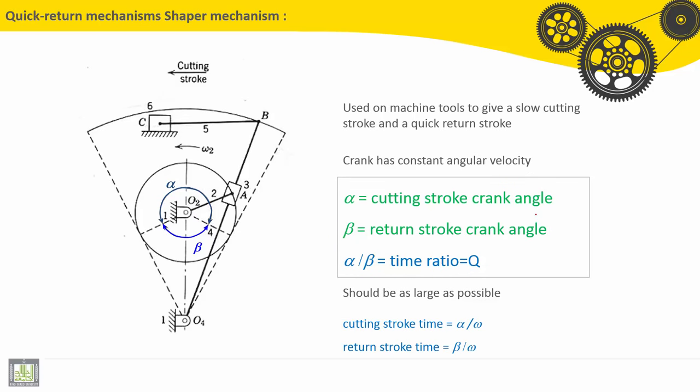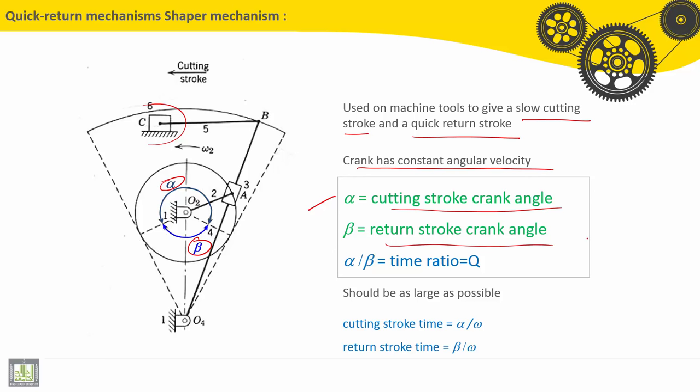Let's see here, used on machine tools to give a slow cutting stroke and a quick return stroke. So the crank has constant angular velocity, but the variable here is the linear velocity of the slider of the tool, okay? So alpha, this angle, is the cutting stroke crank angle. The beta is the return stroke crank angle. The ratio Q is alpha divided by beta. It should be as large as possible to gain in time.